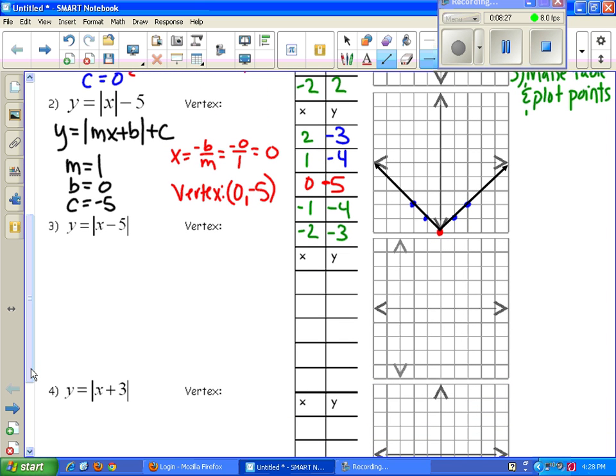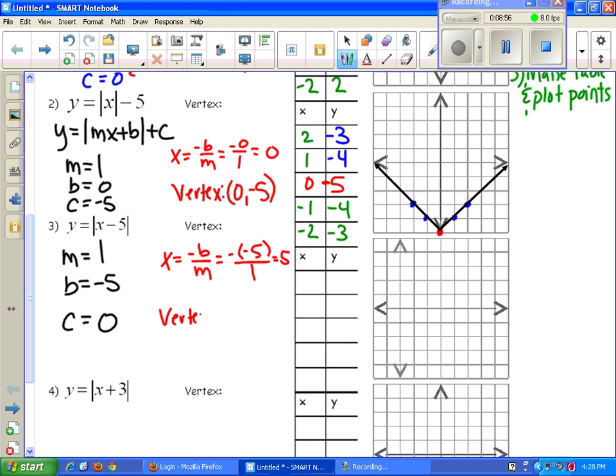So for the next graph, it's the same thing. So I first want to find my m, b, and c. So my m's a value of 1, my b's negative 5 now, and my c is 0 because there's nothing on the outside. So to find my vertex, I use the formula x equals negative b over m, which in this case would be negative negative 5 over 1, which is equal to 5. And my c value is 0, so my vertex is 5, 0. So I'm going to put that on my chart and my graph. So 1, 2, 3, 4, 5, 0 would be right there.